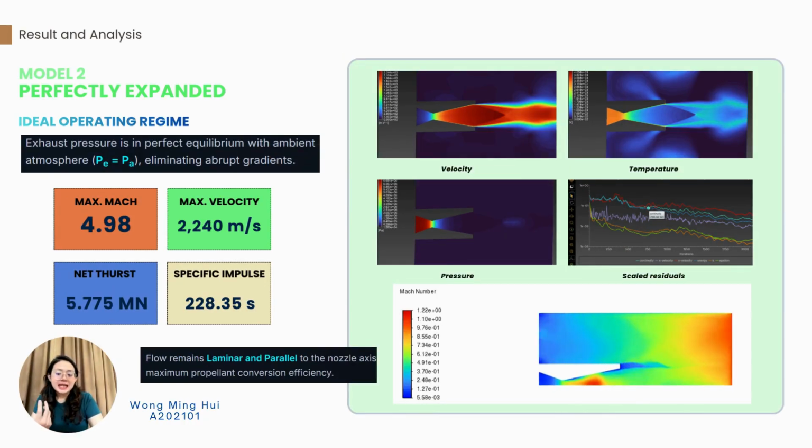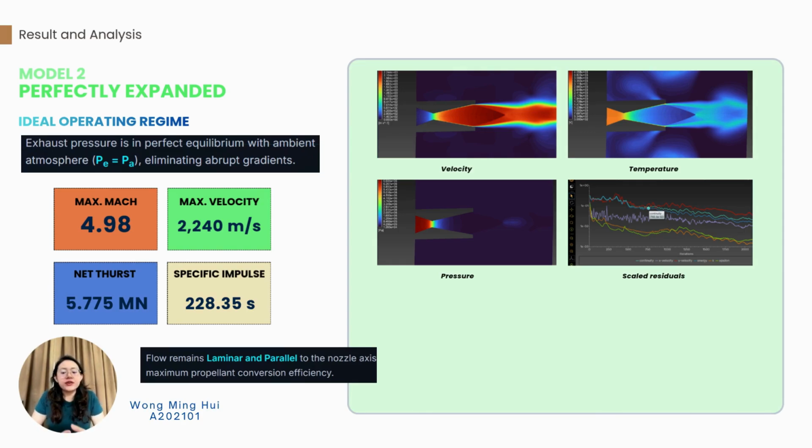Moving to the perfectly expanded model, we reach the ideal operating conditions. Here, the exit pressure is in equivalence with the ambient atmosphere. As the contour map confirms, the flow remains parallel to the nozzle axis without expansion or compression gradients. This is the most efficient configuration for steady-state performance, allowing for maximum conversion of thermal energy into directed kinetic energy.